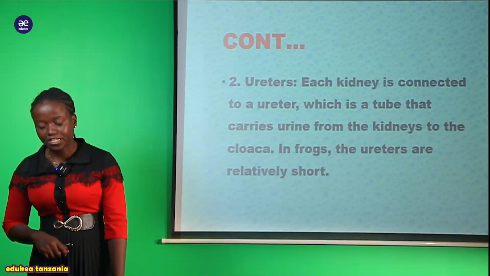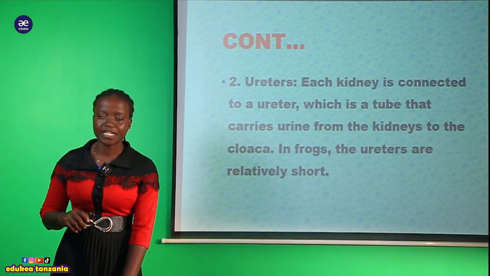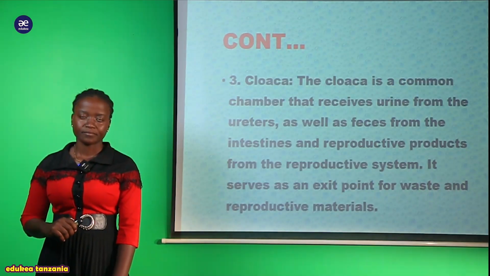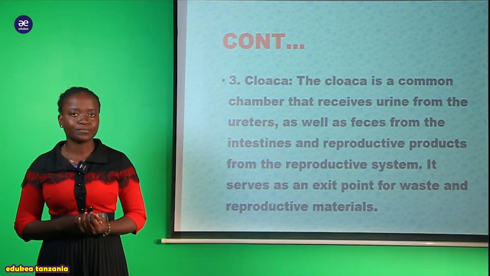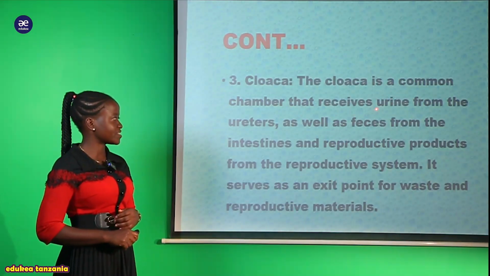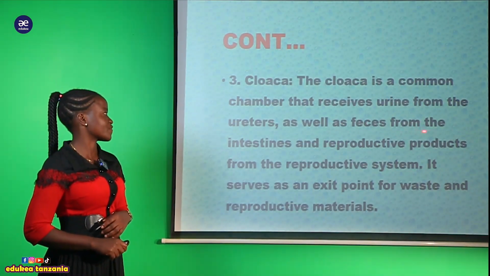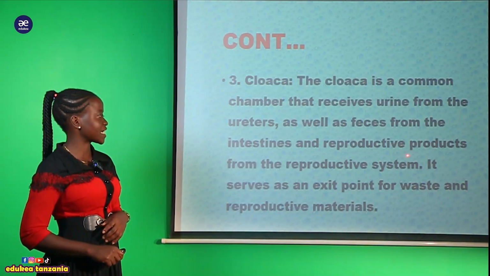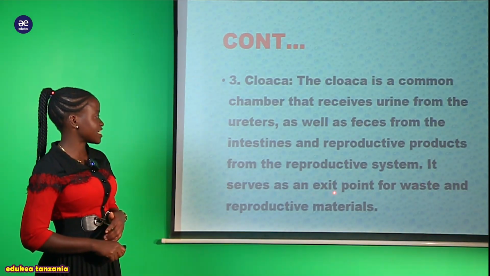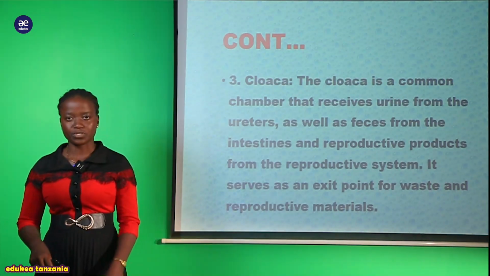And apart from that structure, this organism also has another urinogenital structure, and this is the cloaca. So what is the cloaca now? Here we are saying that the cloaca is the common chamber that receives the urine from the ureter, as well as the feces from the intestine and reproductive products from the reproductive system. It serves as the exit point of the waste and the reproductive materials.